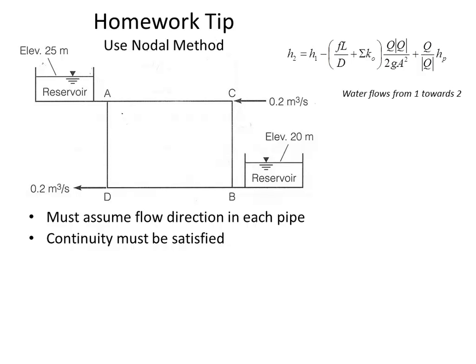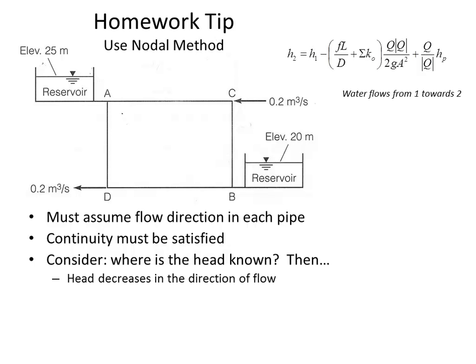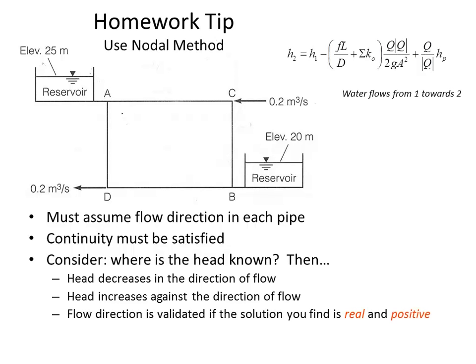You apply that same process at junction D. Write the head at D in terms of the head at the other locations. But you have to make some guess. And if the guess that you make is wrong in terms of the flow direction, what you're going to end up with is a solution or a flow rate that is a non-positive number, or it may be that you're taking the square root of a negative number, and so you don't have a real solution any longer.